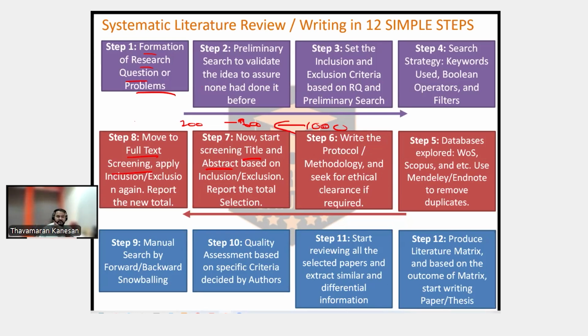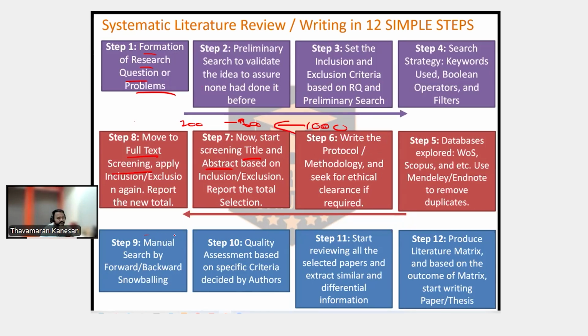Then the reviewers will come and blast you. Why did you never include my papers? Why did you never include these papers? They are all relevant. You cannot tell them my AI tool excluded it. So do the screening yourself. Be 100% confident of the work that you're doing.